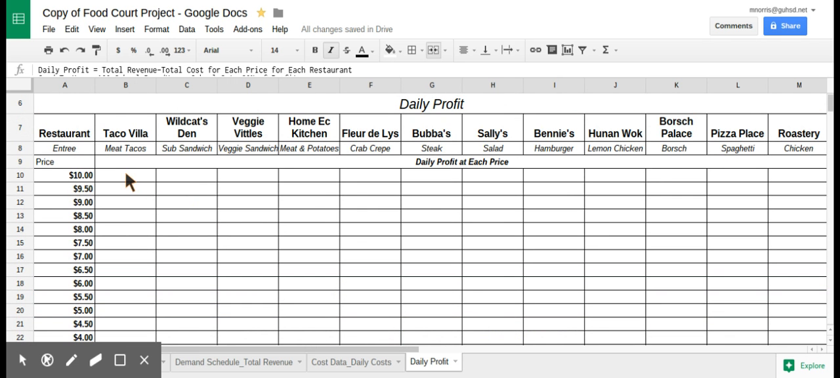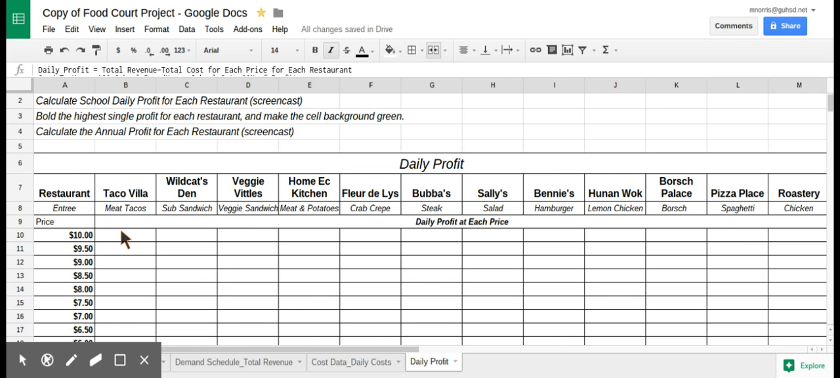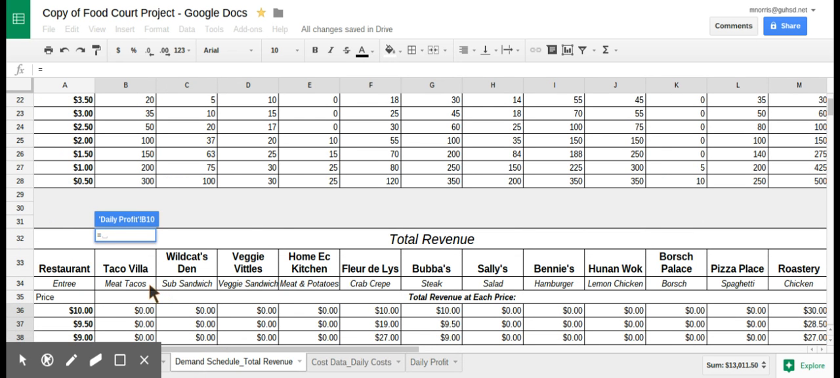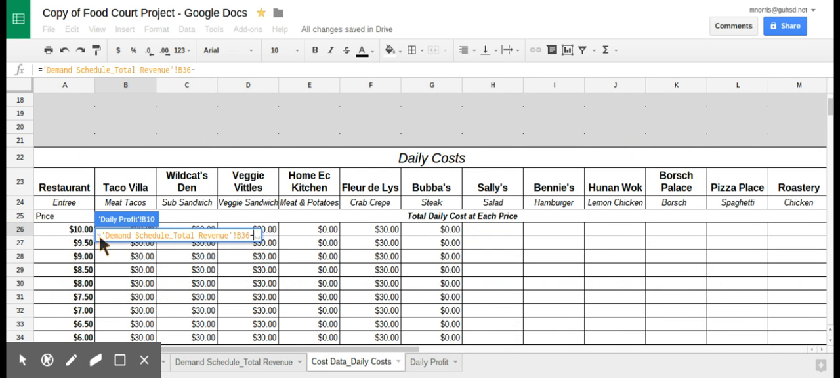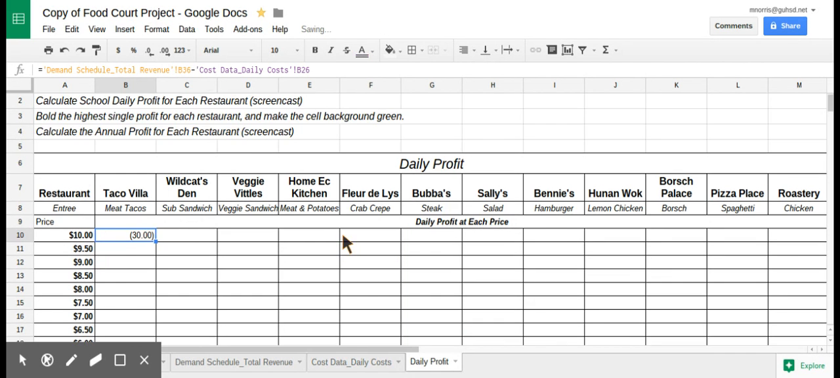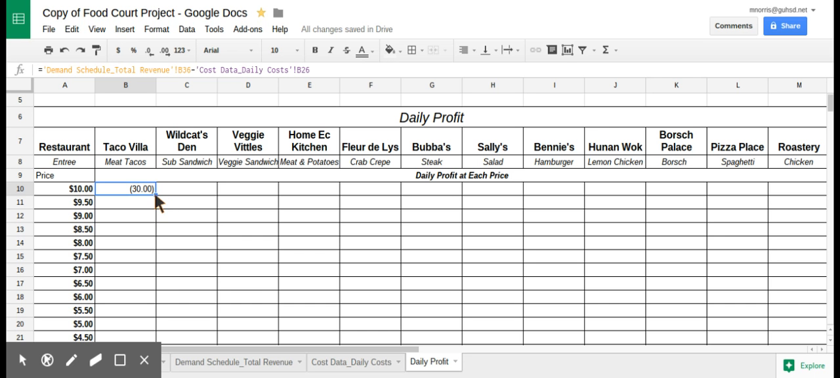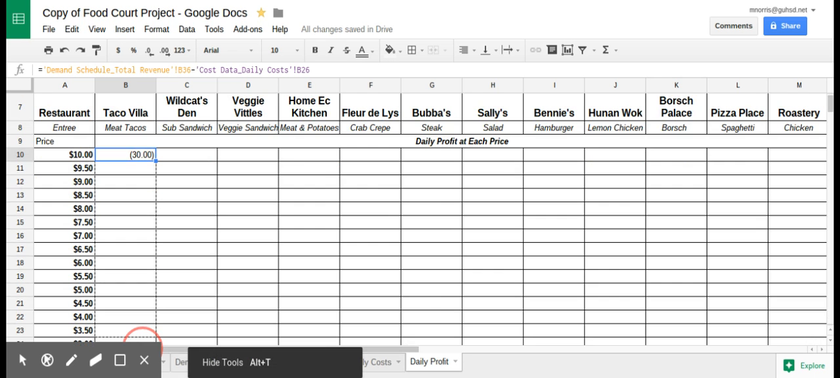So what I'm going to do now is something very simple. I'm going to go to Taco Villa for $10 and start with an equal sign. I'm going to go now to my revenue for $10 for Taco Villa, which is 0 because nothing was sold. And I'm going to subtract out my costs. In this case, it was $30 to be open. You can't really see that too well, so I'm just going to go up here to B26. There we go. And what I'm going to find now is $0 revenue minus $30 cost is going to be a $30 loss. And what I can do now is go ahead and go on down and copy this through.